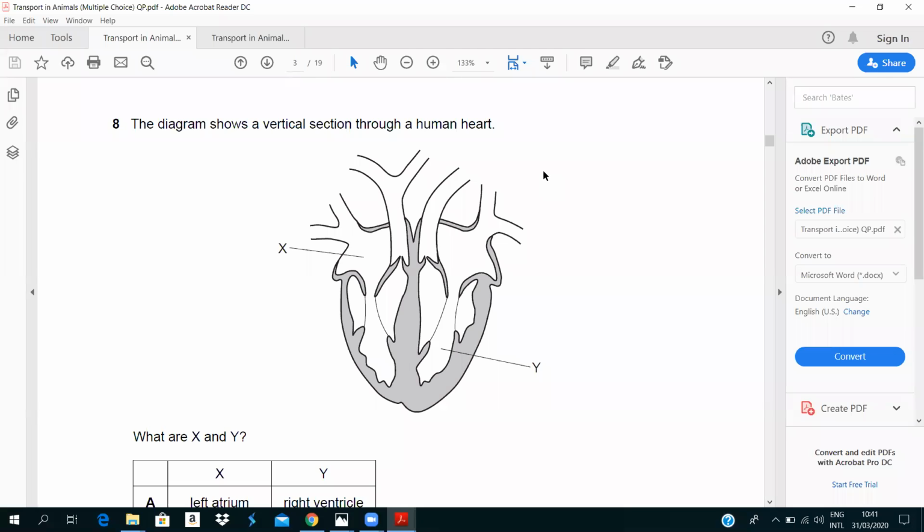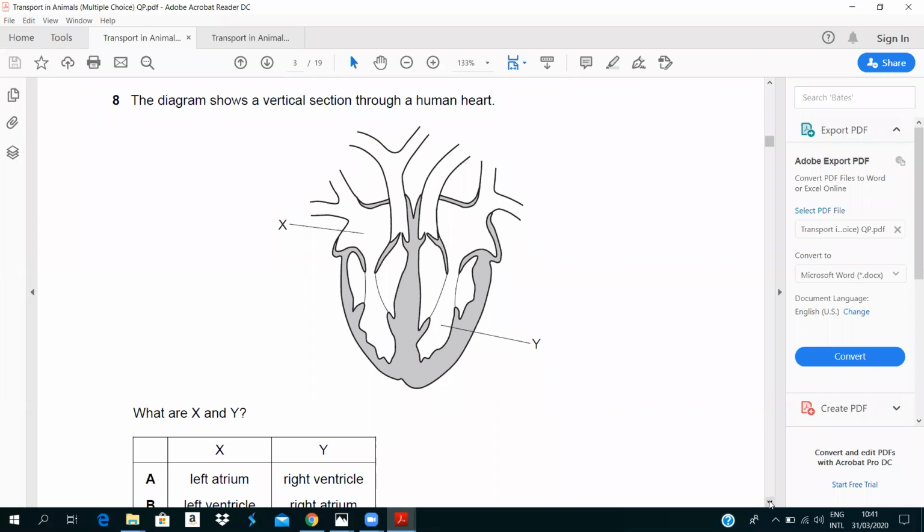Okay, now. The diagram shows a vertical section, but I want to show you now. Section like that. Who will take part with me? I want another one.